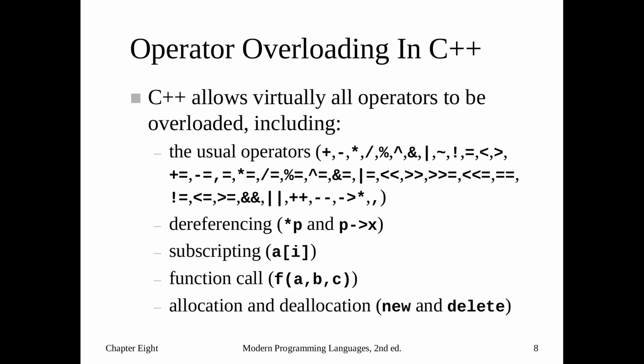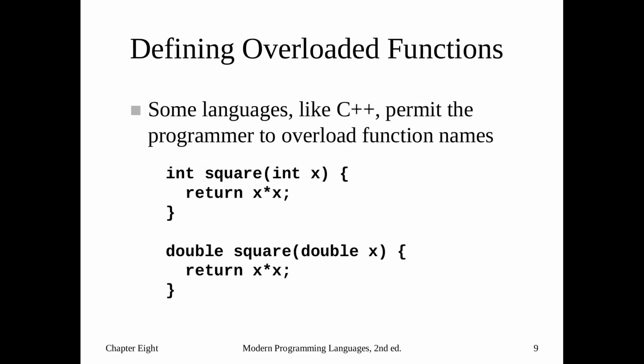So in C++, we can actually override pretty much any operator that exists, which includes the capability to reference and dereference pointers, subscripting for arrays, function calls, allocation and deallocation with the new and delete operators. So basically pretty much everything can be overloaded in C++. Not all languages are quite as permissive as this. For example, in Java you cannot overload any operator, so enjoy that.